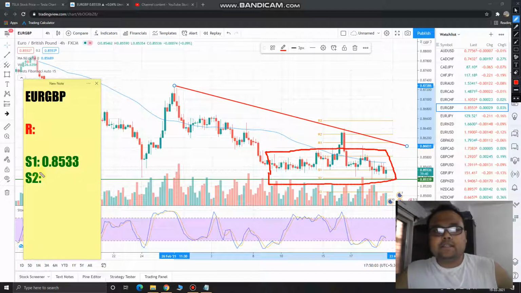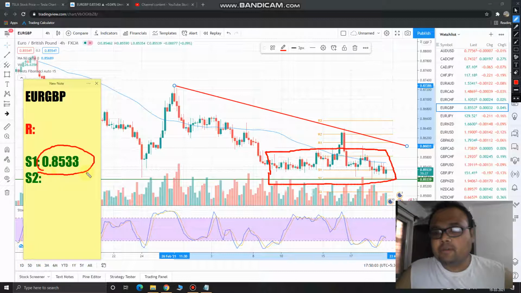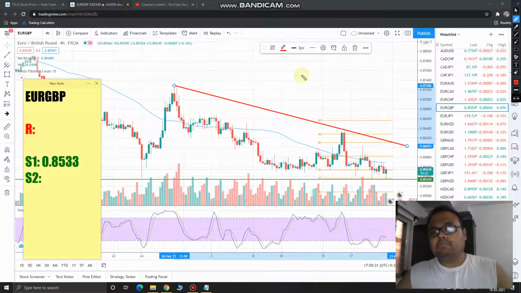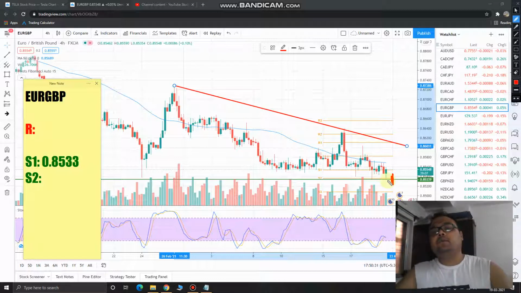Just you can see that in the support I have just mentioned one level of 0.8533, this green line. So that is the only trading opportunity that may arise. As we know that Euro GBP has been in a great downtrend for quite some time, and surprisingly this level is providing good amount of support to the market. So in case market crosses this level, then only we will be looking for a shorting the market opportunity.